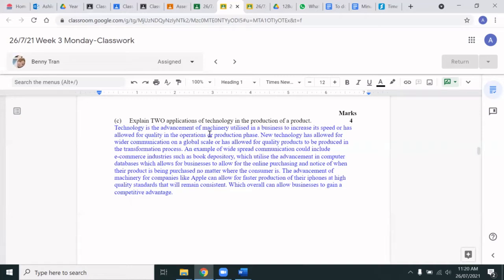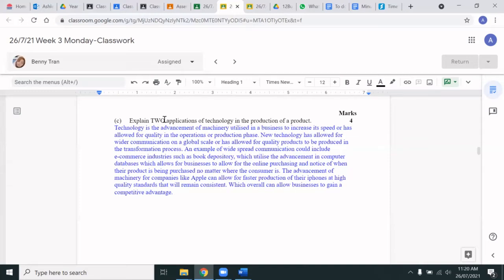Technology is advanced machinery utilized in a business to increase speed or allow for quality. Yeah, okay, good. So you start off with a definition. I like that. And that's kind of what you're asking, Anina. I think that's a good formula. Definition first. New technology is allowed for wider communications on a global scale, blah, blah, blah. Yep, that's good. And I'm reading everything. You guys can see it too.